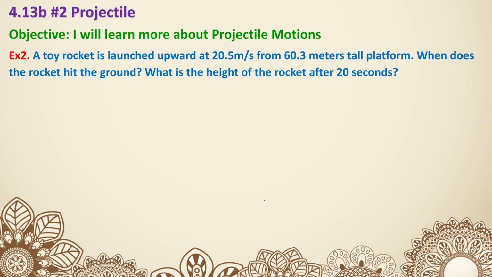Example 2. A toy rocket is launched upward at 20.5 meters per second. Launching upward, so the velocity is going to be positive. And it's meters per second, which means we're using negative 4.9. So let's set it up first. h of t equals negative 4.9 t squared plus 20.5 t plus 60.3, and that's the height in meters, that's a 60.3 meters tall platform, which means that's our initial height.